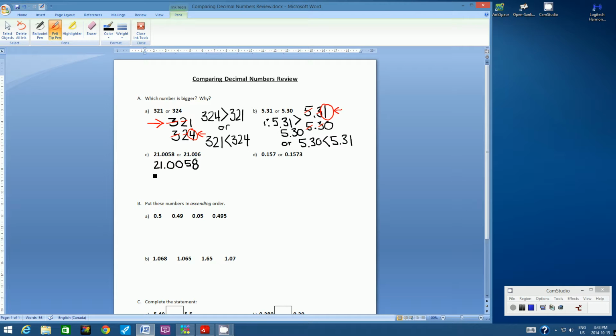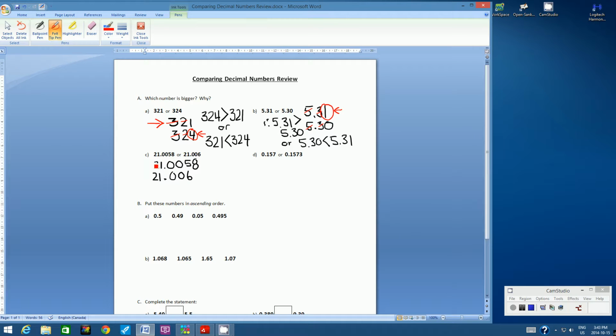And then we have the next number, 21. We'll line up the decimals, make sure they're one on top of each other, 0.006. Okay? All right, let's compare the numbers. Let's go place value by place value column.